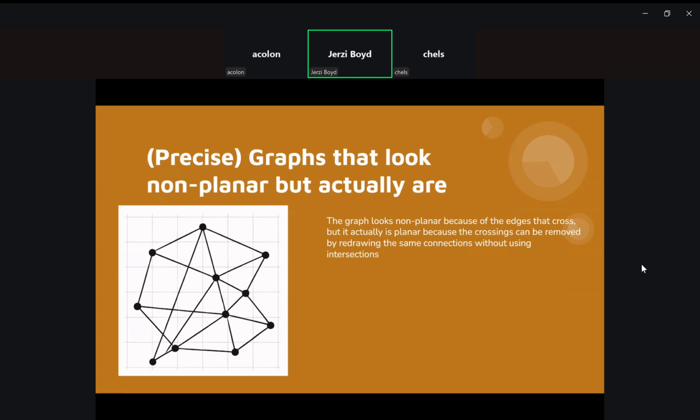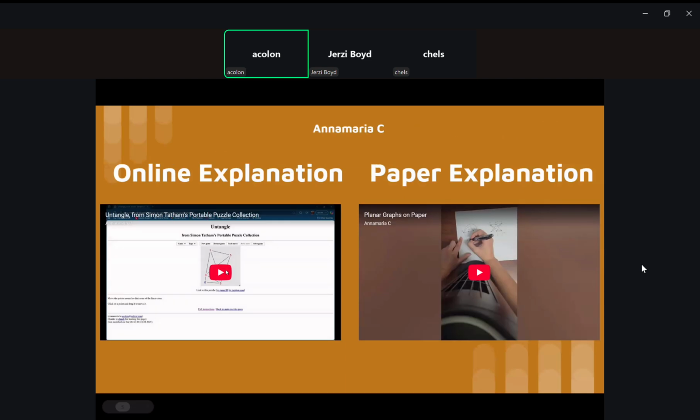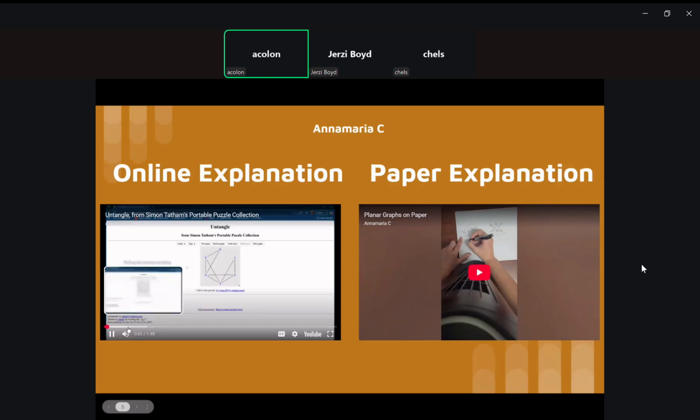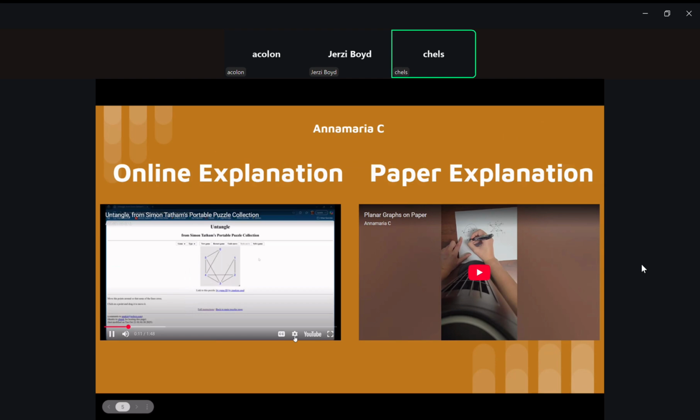This was Precise's slide. Basically, the graph looks non-planar, but it actually is planar if you would move the dots and vertexes around. So when you're looking at a graph, you can't just assume automatically that it's non-planar. It may be planar, but isn't set up to be that way. It's easy to do it online.